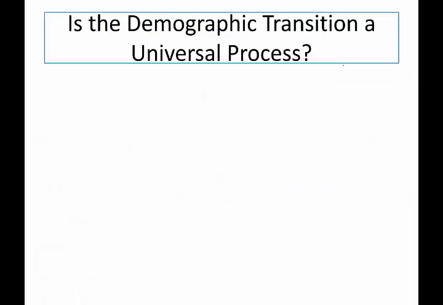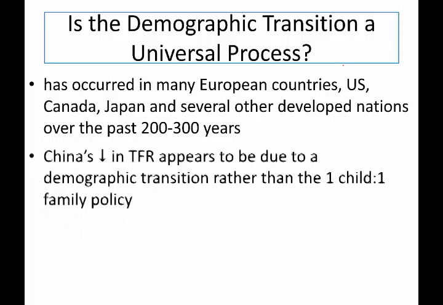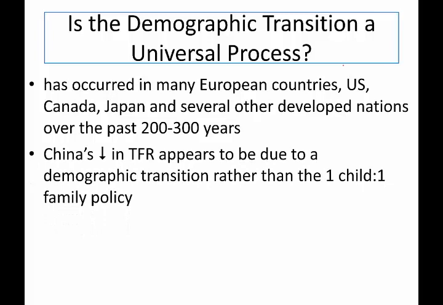So the question is, is the demographic transition a universal process? Does it happen everywhere? Well, it's occurred in many European countries. They fit this graph, their growth rates. It happened in the U.S., in Canada, Japan, and several other developed nations over the past 200 to 300 years. In fact, China's decrease in its total fertility rate, remember this is the average number of children that each woman has, appears to be due to a demographic transition rather than the one-child family policy.